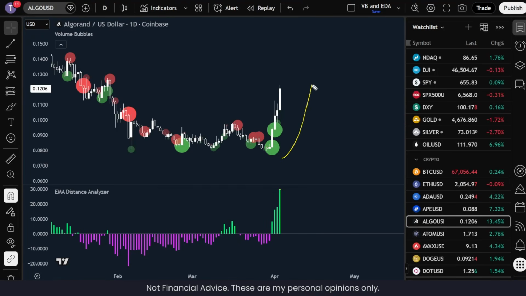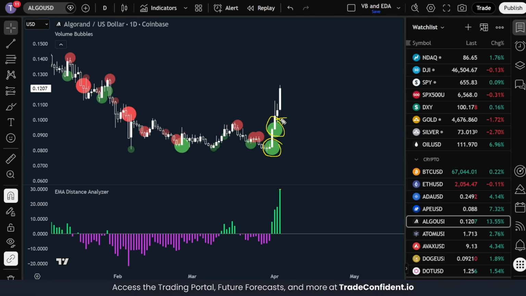Algorand is pumping like crazy today, over 13% at the time of recording. And you can see, based on these two green volume bubbles, a little one right here too, we are getting a ton of whale volume into the market as we speak. In this video, I'm talking to you about how you can catch the top so you can either short Algorand, or what I prefer to do is get ready for the next drop and potential entry opportunity.